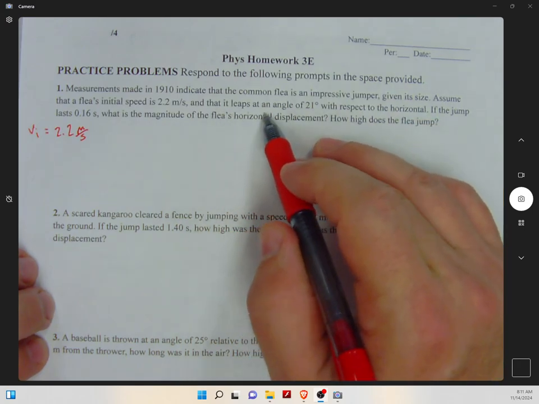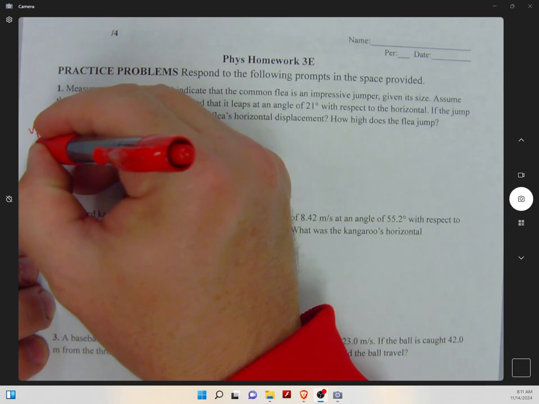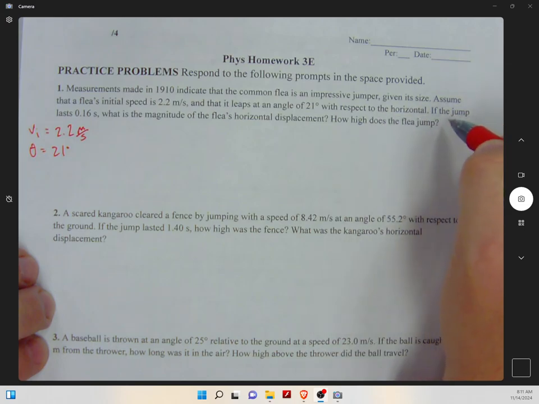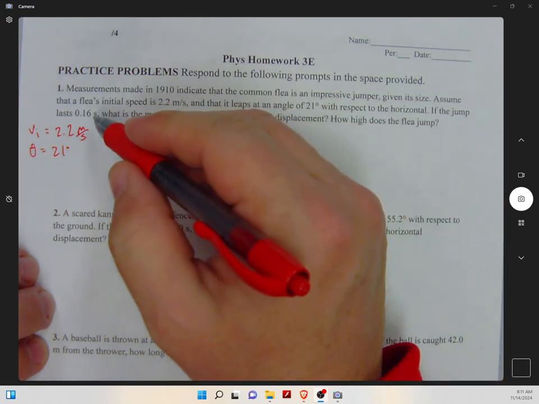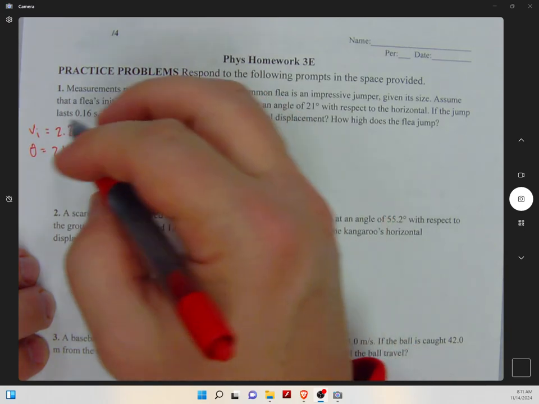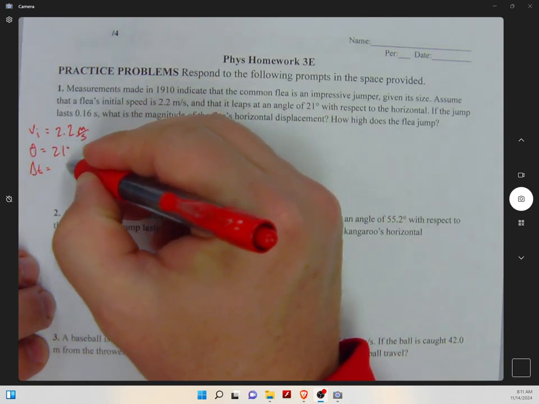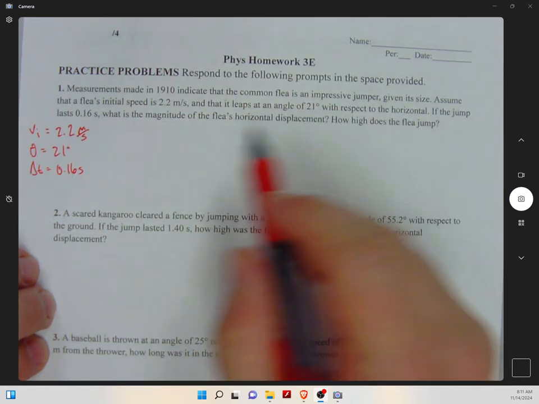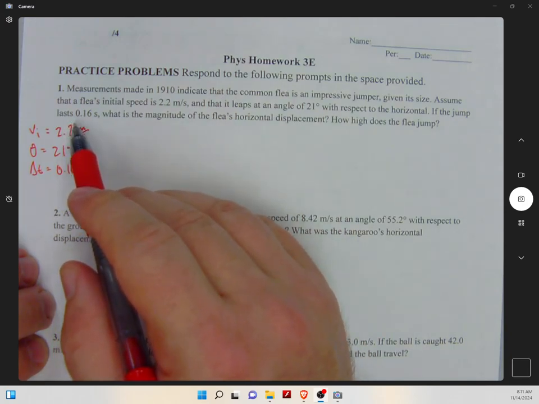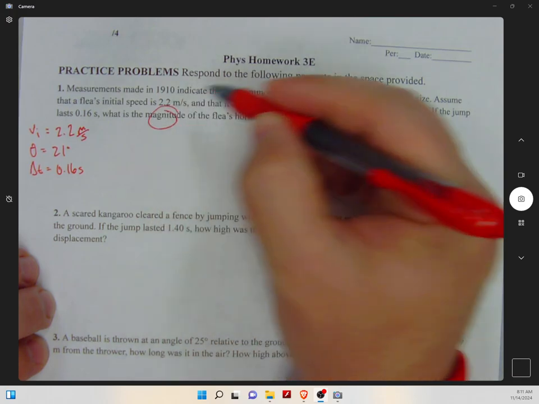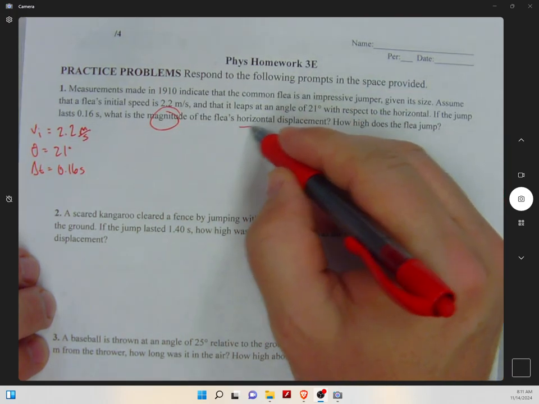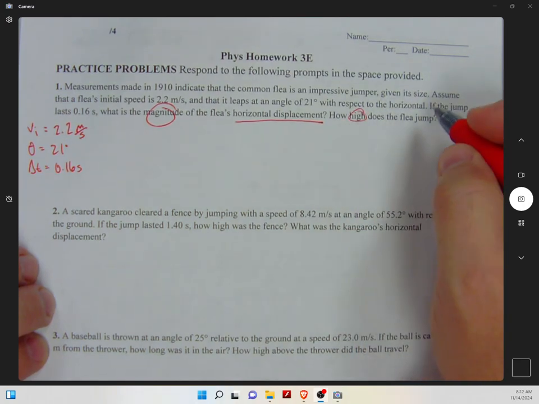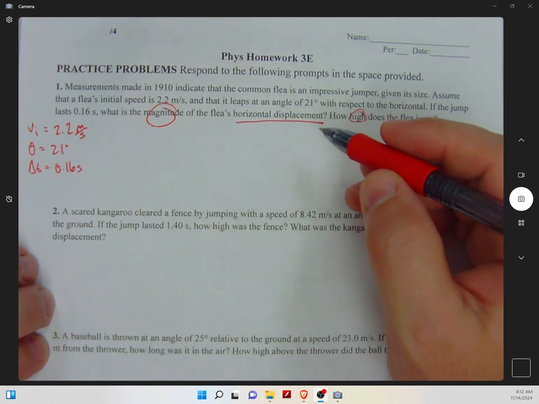And that it leaps at an angle of 21 degrees. So my theta is 21 degrees with respect to the horizontal. If the jump lasts 0.16 seconds, so my delta t is 0.16 seconds, what is the magnitude of the flea's horizontal displacement, and how high does the flea jump? Right, so we have two things here.